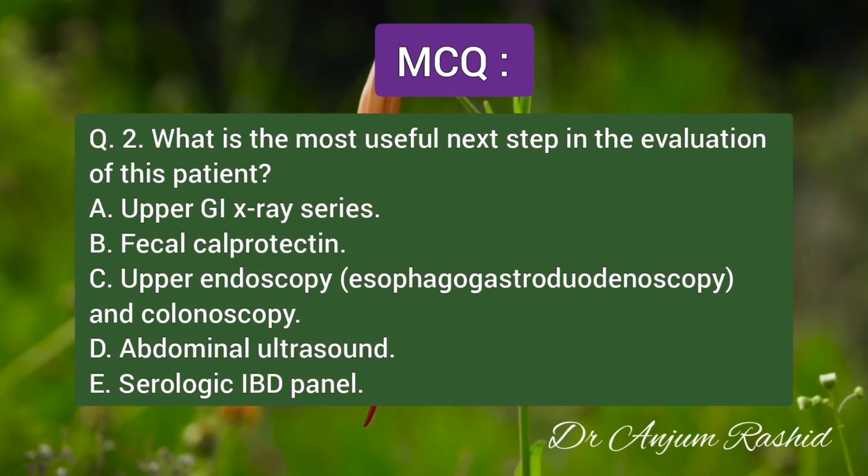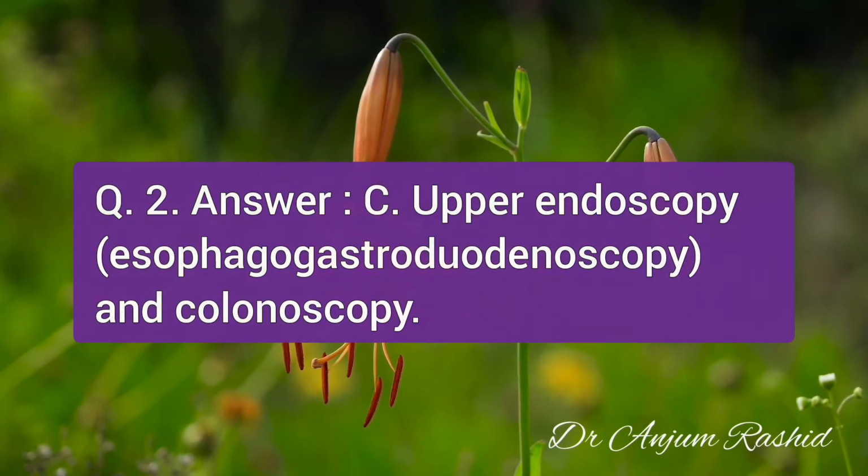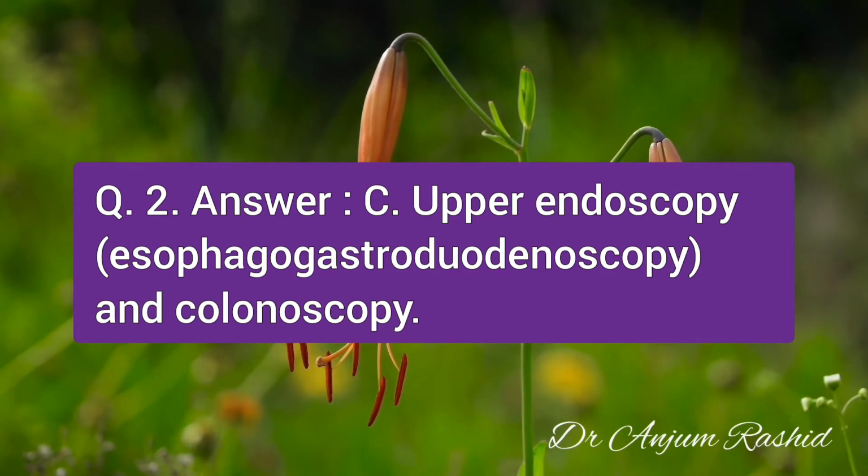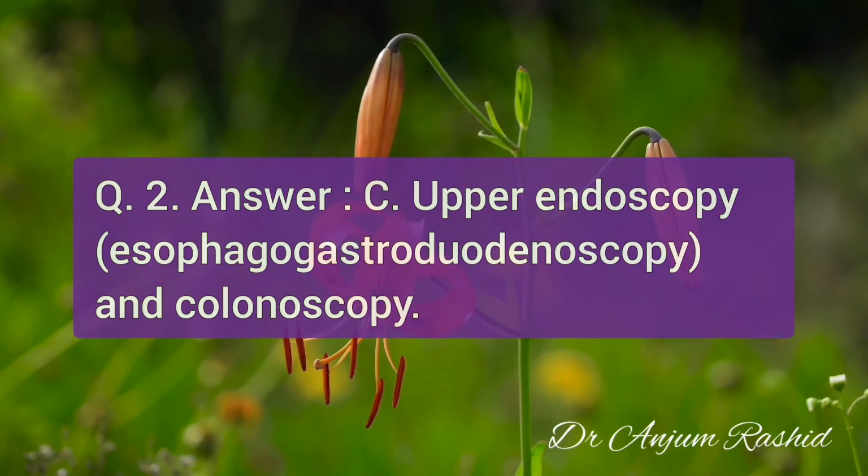Now question number 2. What is the most useful next step in the evaluation of this patient? A. Upper GI X-ray series, B. Fecal calprotectin, C. Upper endoscopy, esophagogastroduodenoscopy, and colonoscopy, D. Abdominal ultrasound, E. Serological inflammatory bowel disease panel. And the correct answer is C, that is upper endoscopy, which include esophagogastroduodenoscopy and colonoscopy.